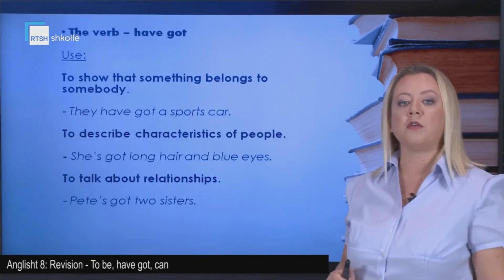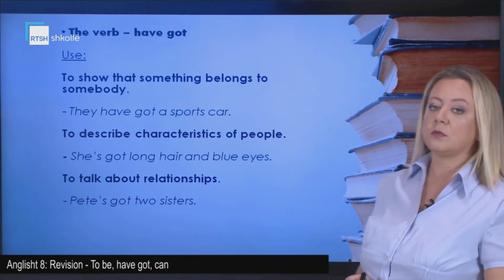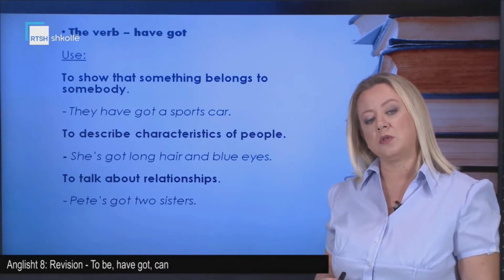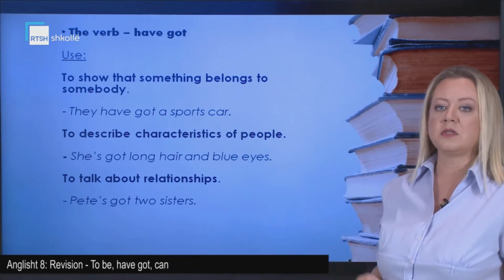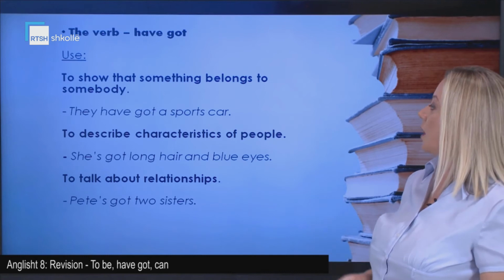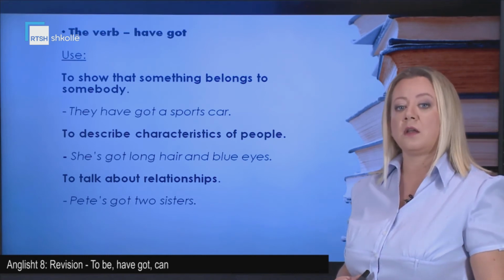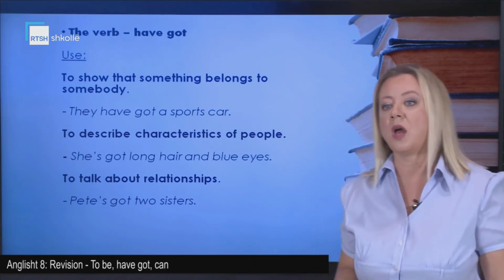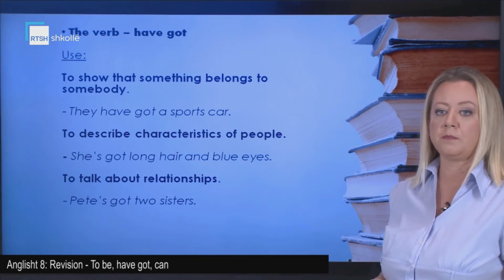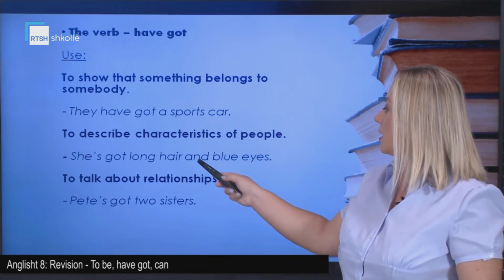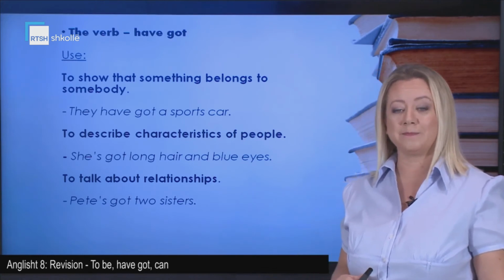Let's see now the verb have got. When do we use the verb have got? First of all, we use it to show possession, that something belongs to somebody. They have got a sports car is the example. Then we use have got to describe characteristics, often physical ones, of people. She's got long hair and blue eyes. I've got blue eyes too.